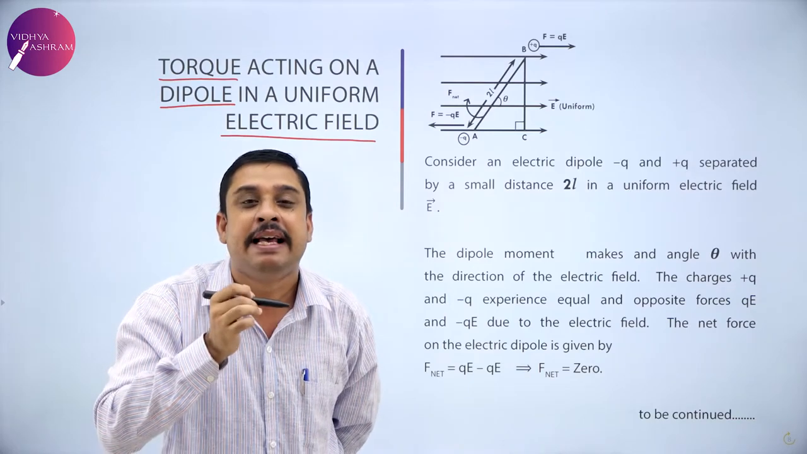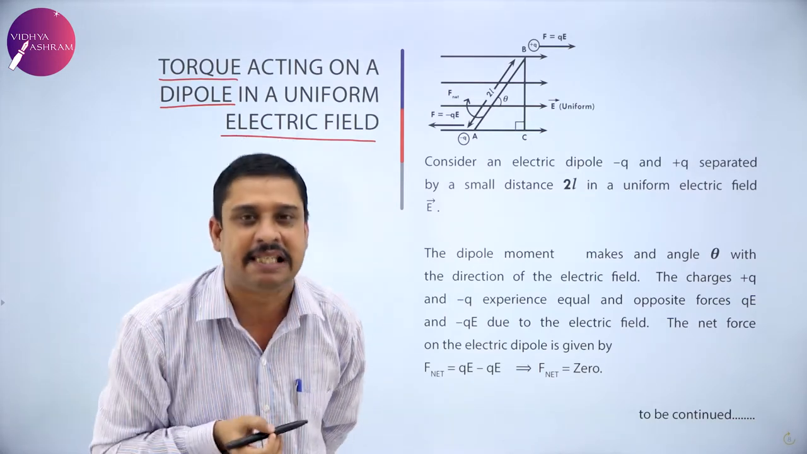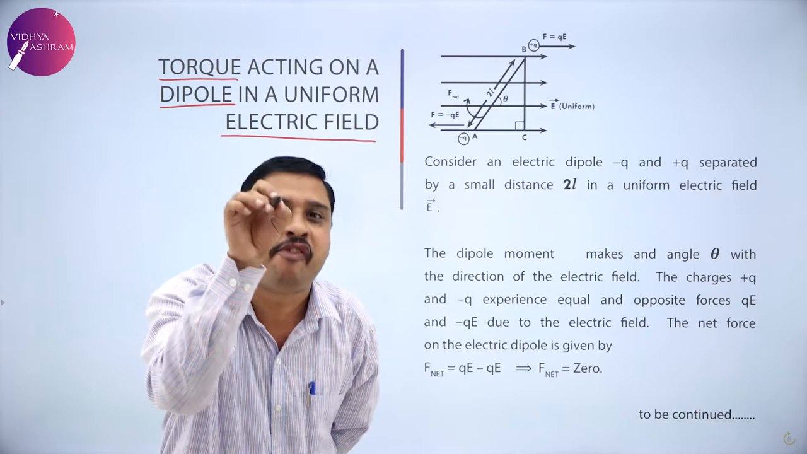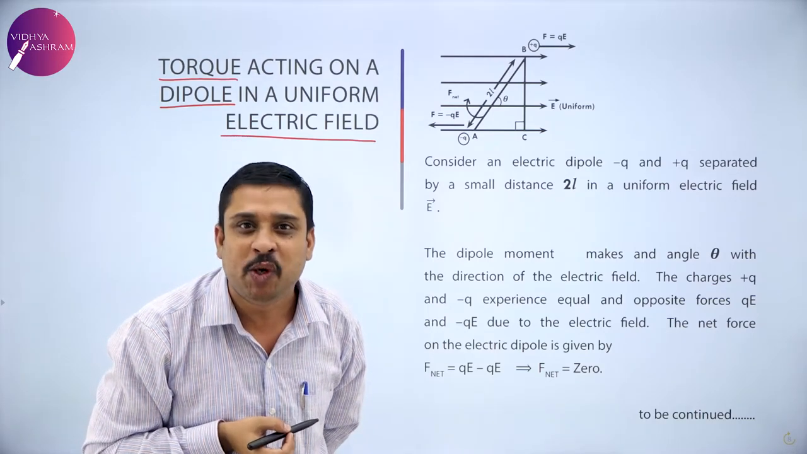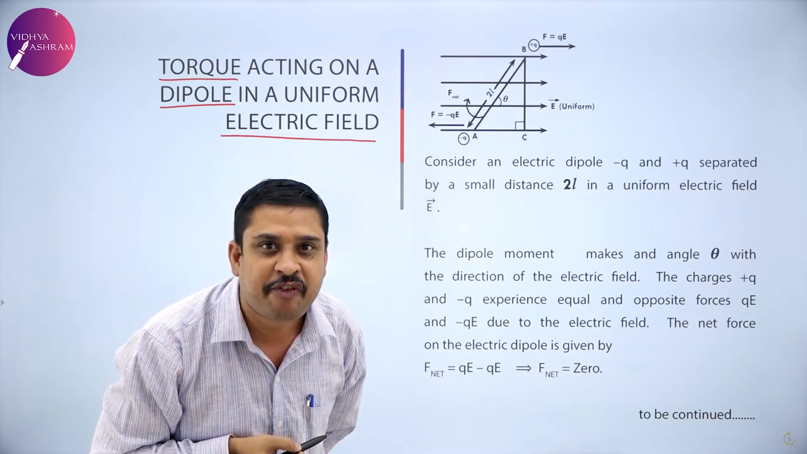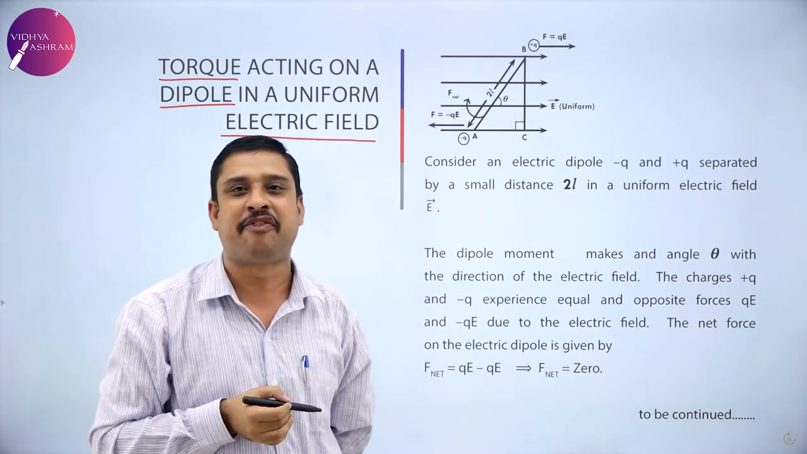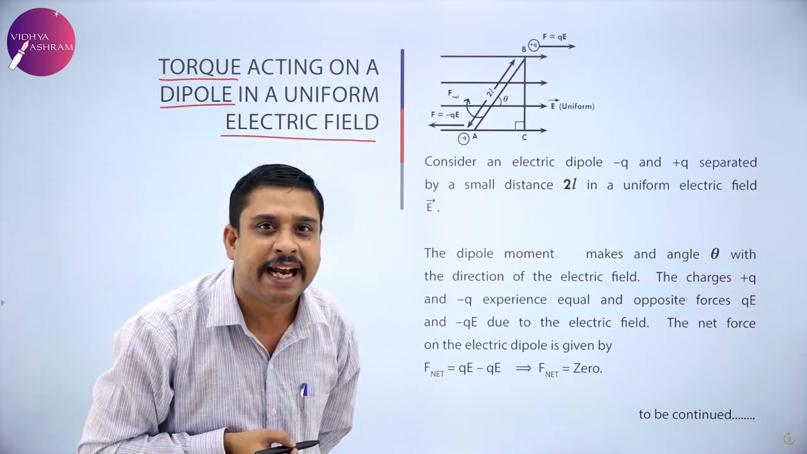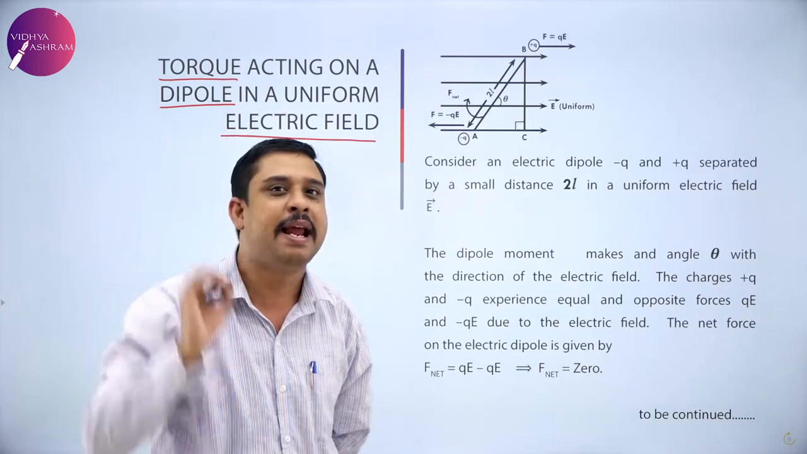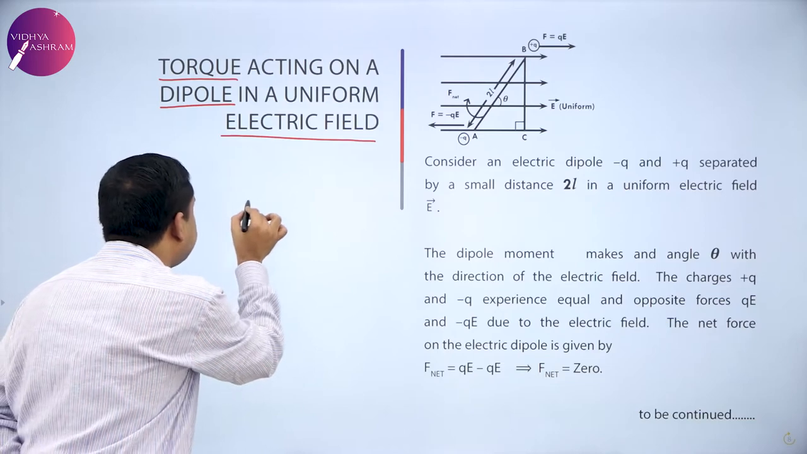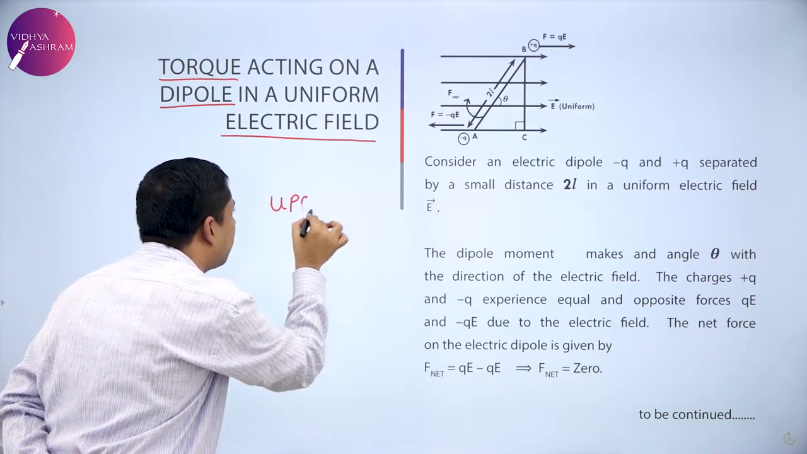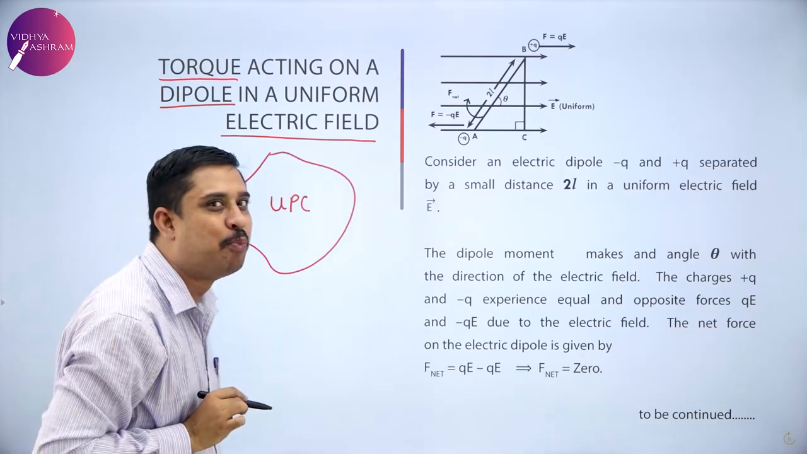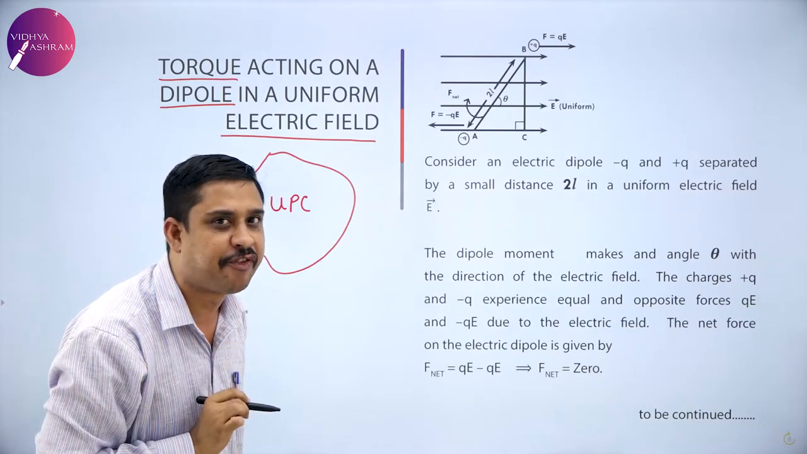When do we consider the electric field as uniform, and when do we consider it as non-uniform? When do we consider the electric field as a uniform electric field, and when as a non-uniform electric field? Now I'll consider a UPC. We told the space surrounding the UPC was called electric field.